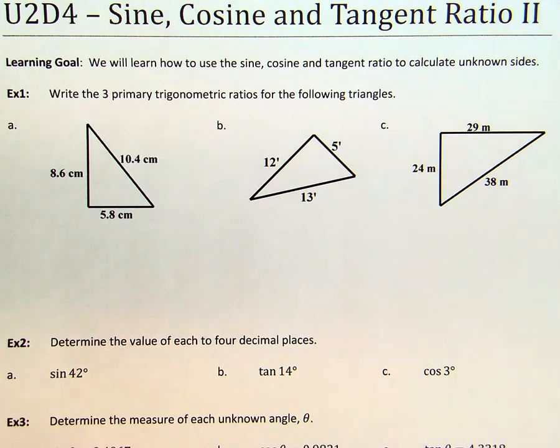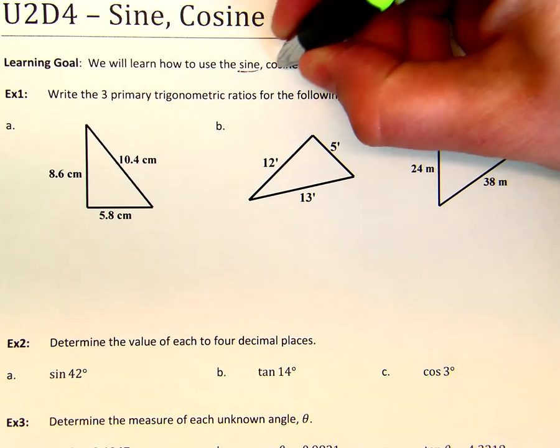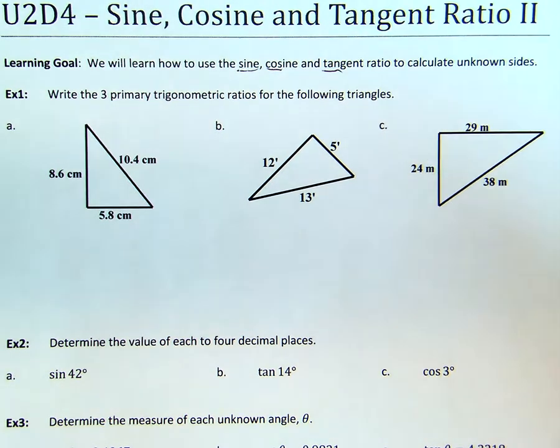Hello everyone, so you should be on page 19 in your notes. This is U2D4, sine, cosine, and tangent ratio 2. So continuing on what we did yesterday, we're going to work on using the sine, the cos, and the tan ratios to calculate unknown sides.